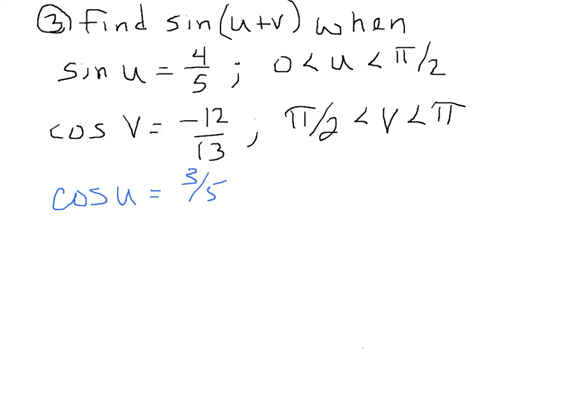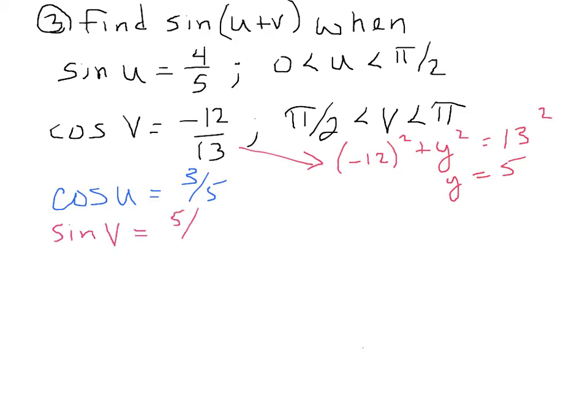In working with v, remember cosine is x over r, so that means I'm going to have x squared plus y squared equals r squared. And when I solve that out, I'll get y equal to 5, which means that the sine of v is y over r, which is 5/13. So all those things from that chapter 4 kind of coming back into play here in chapter 5.